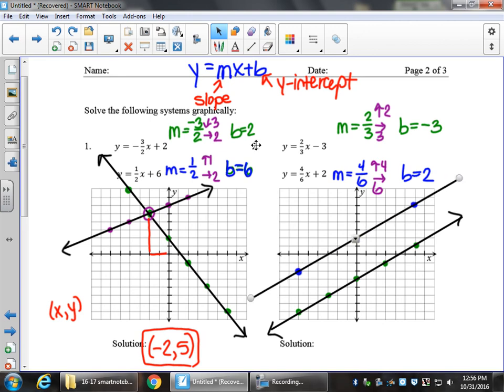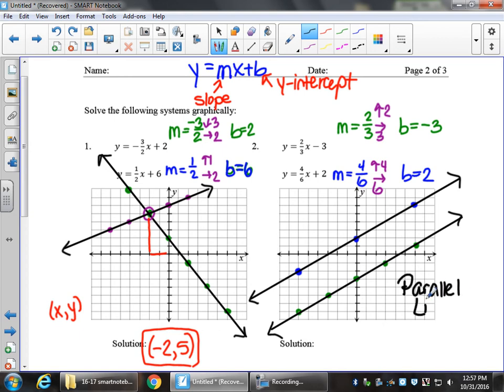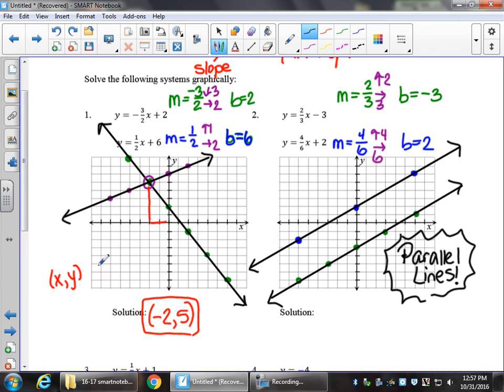What is sticking out as interesting to you about these lines? When I look, these clearly will never, ever, ever cross. What do we call these? Parallel lines. Parallel lines will never cross, which means we will never have a point of intersection, making our solution no solution. No point of intersection ever, ever, ever.